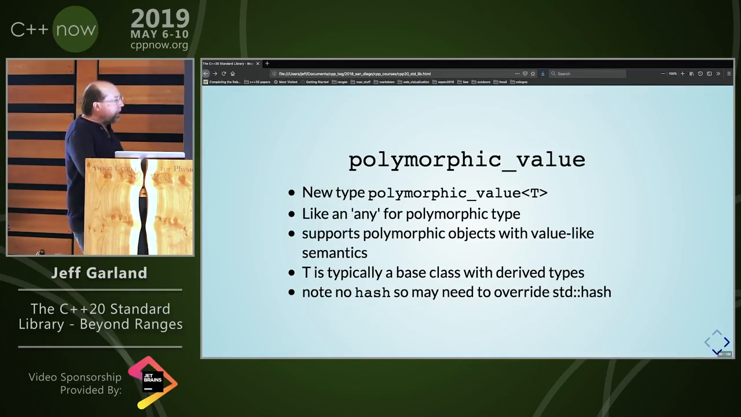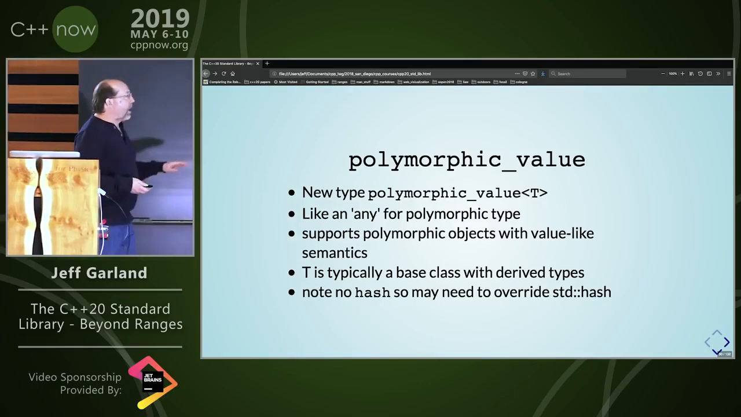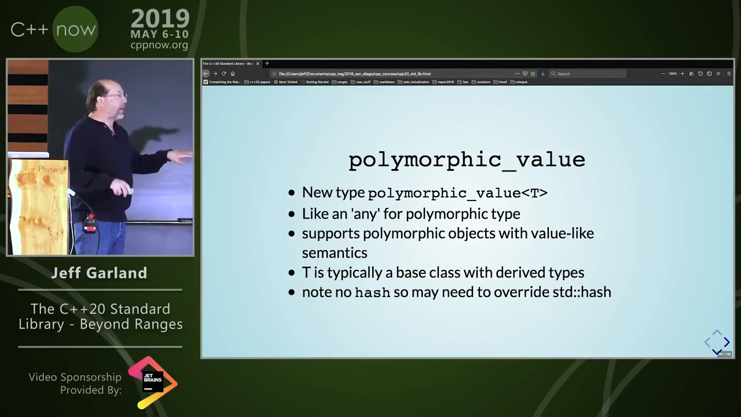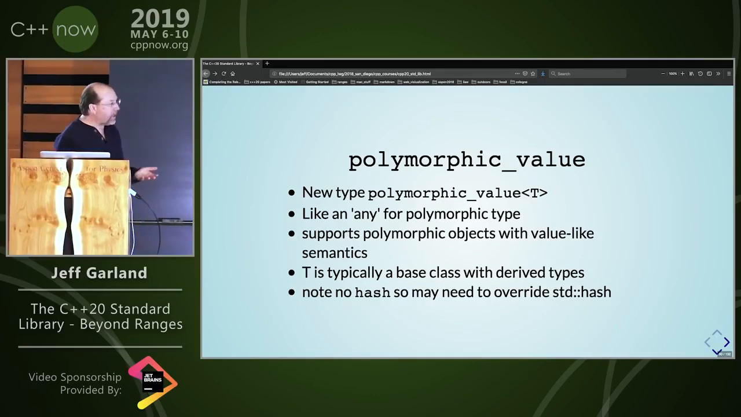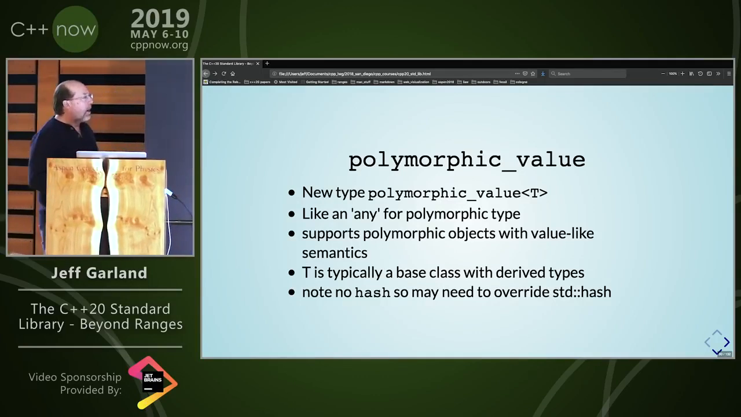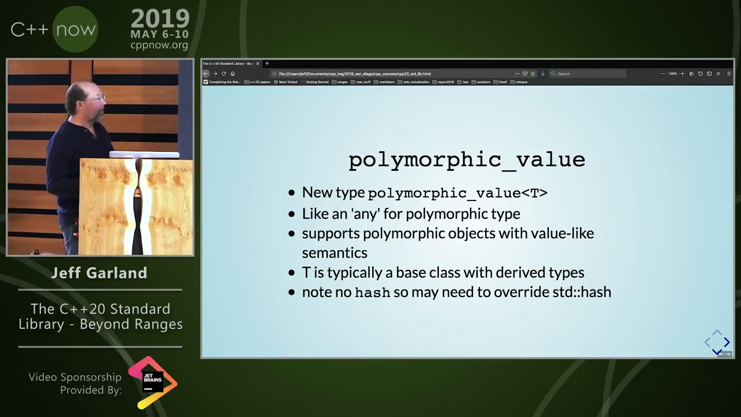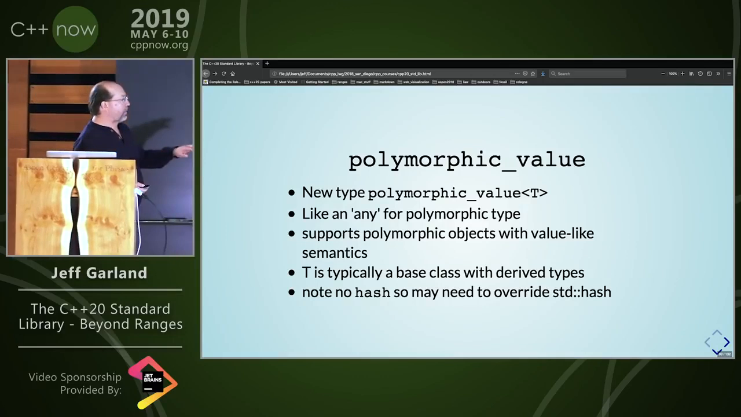It's kind of like an any for polymorphic types. I don't really like that characterization though, because really what we're trying to do is create a polymorphic object that has value type or regular semantics. That's really what we're trying to do. And so you're basically going to have typically a base class and derived types that you plug into this thing. And I'll show you a little bit of an example. We're going to go through it real quick though.